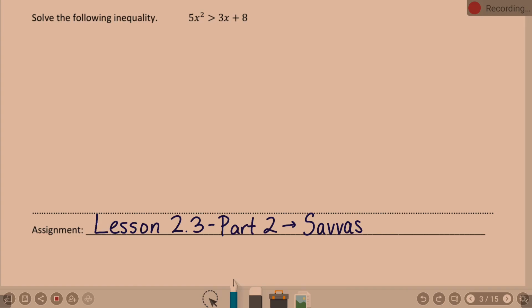So, you know, me personally, what am I going to do? I'm going to move my 3x and my 8. So I'm going to subtract 3x and subtract 8. I still like that positive x squared term. So then I'm going to have 5x squared minus 3x minus 8 greater than 0. Okay? Now what?